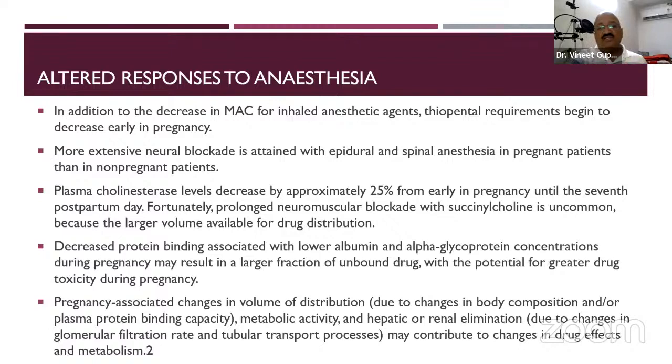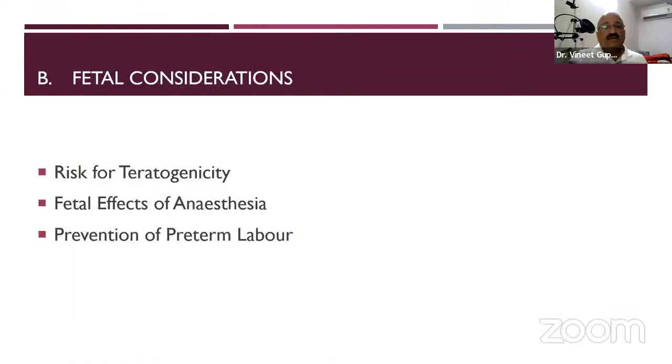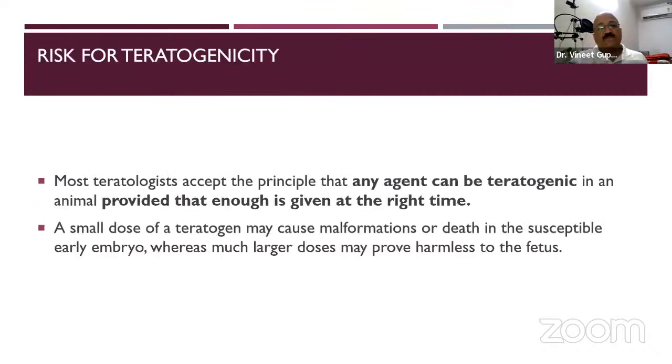Then pregnancy-associated changes in volume of distribution due to changes in body composition and plasma protein binding capacity, metabolic activity, and hepatic or renal impairment of elimination may contribute to changes in drug effects and metabolism. Then this is the physiological part. The next part is the fetal consideration. So actually our today's lecture is starting from there. It is divided into three main parts: risk of teratogenicity, fetal effect of anesthesia, and prevention of preterm labor. So first we will deal with the risk of teratogenicity.